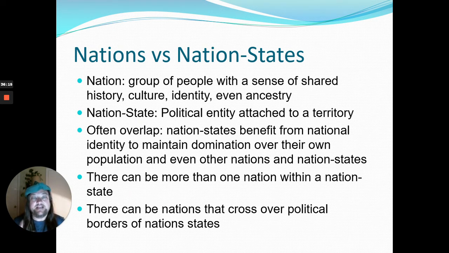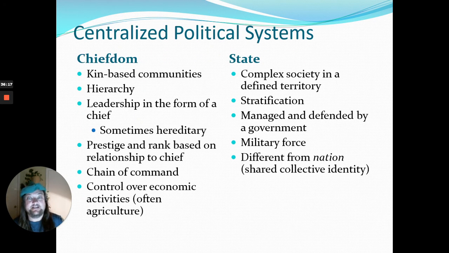Okay, so a nation state is a kind of state like we saw in this previous slide, one of these centralized political systems.